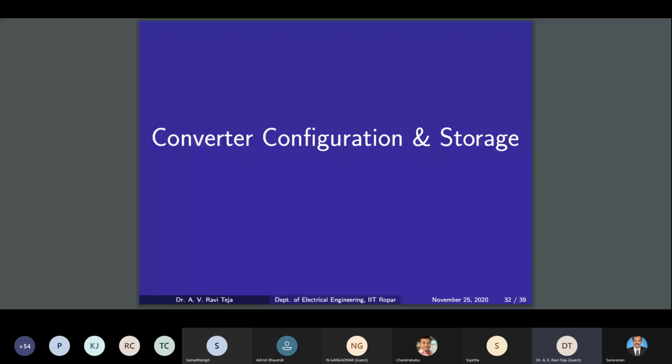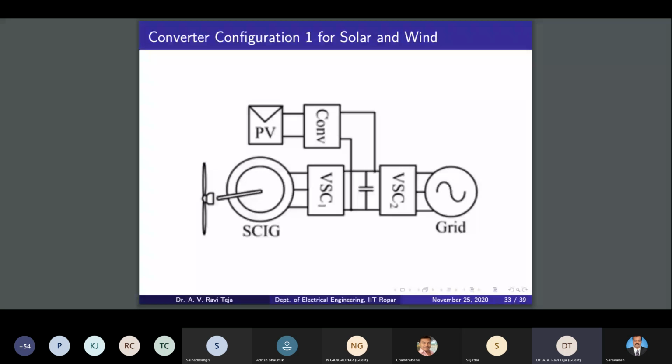Right. So this is one option. First, I will explain this. This I will relate to the system configurations that we have studied previously. For wind, we have seen a squirrel cage induction generator, of course with or without a gearbox, and then one rectifier converting to DC, and then one inverter converting to AC. Right? That is the configuration we have seen for wind. For solar also, we have seen a configuration: one DC to DC converter, or another DC to DC converter also if you require a boost in the voltage, and then a capacitor, and then an inverter. So straight away, if we combine solar and wind, one inverter I can remove and use only one inverter for both.